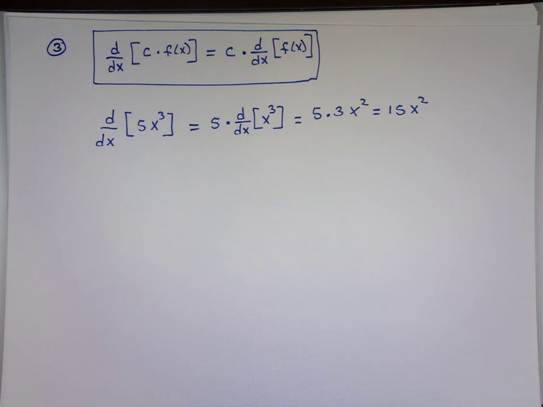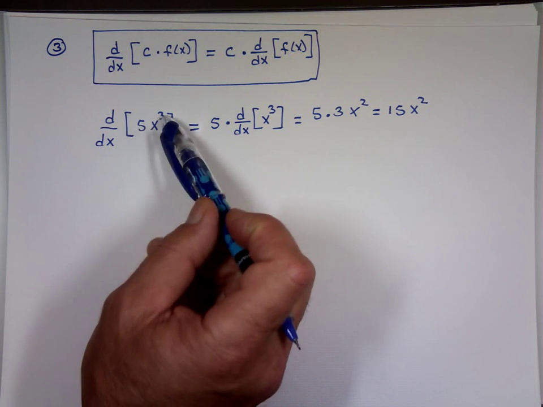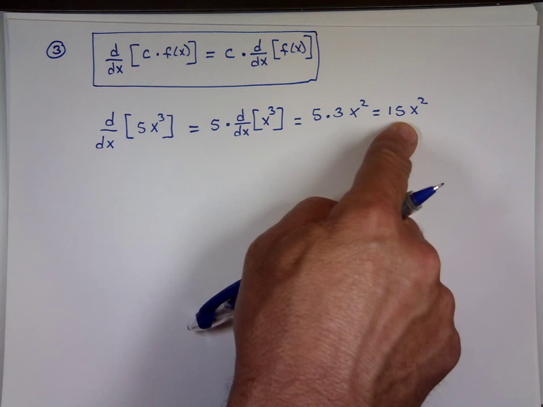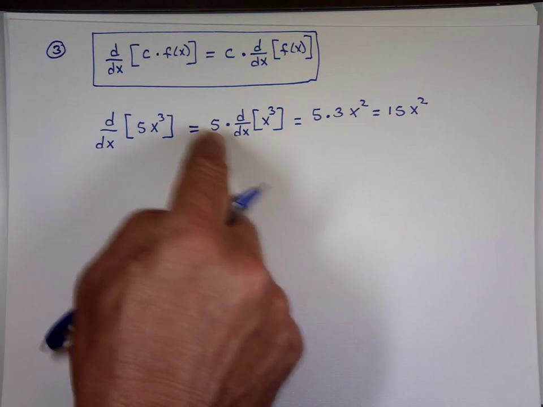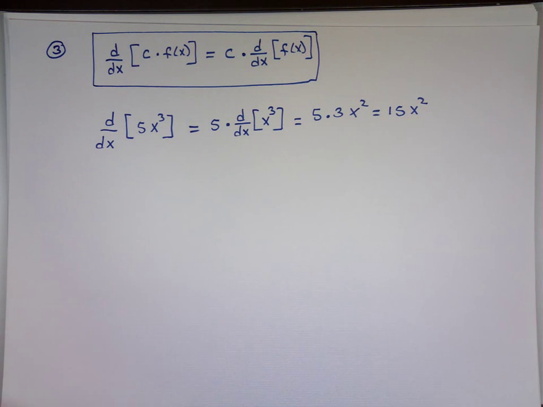Now, a lot of people don't want to keep writing this, so guess what? They go, never mind breaking it down like this. Just go 5 times 3, which is what? 15, subtract 1 from the power, and you end up right there in one step. So instead of doing these 2 steps in between, you can jump to the answer in one step.